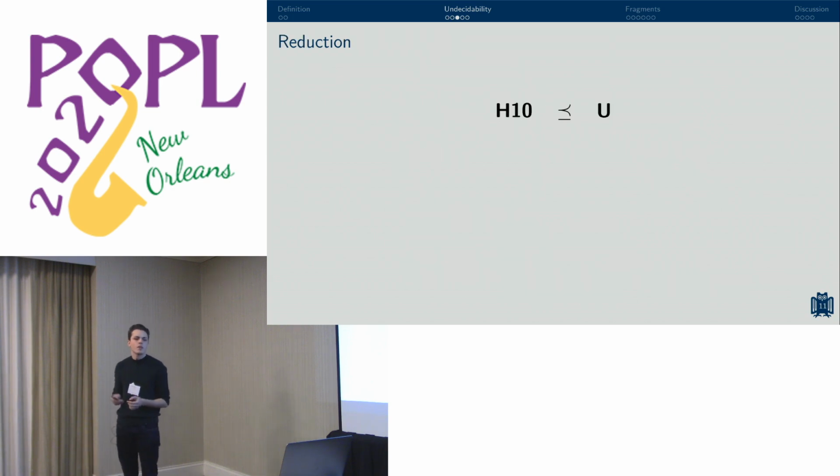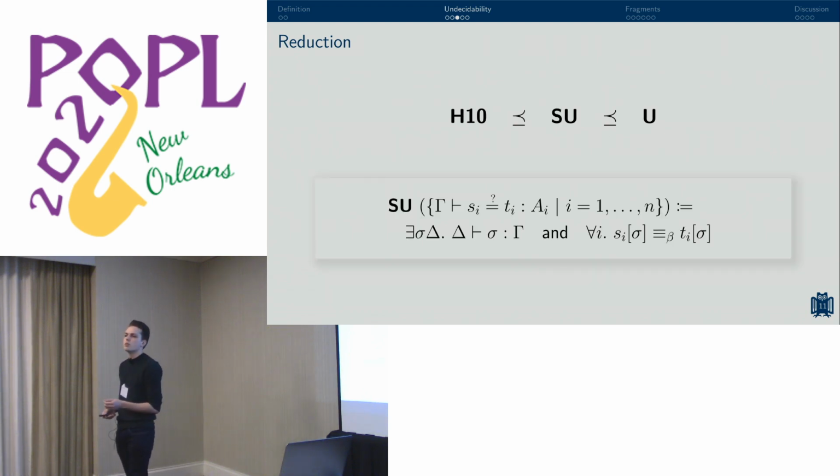Now that we know what undecidability is, we can actually move on to the reduction from Hilbert's 10th problem, which I'll introduce in a minute, to higher order unification. To be a little bit more precise, we don't do this reduction directly. We introduced in the paper an intermediate problem, system unification, which is basically higher order unification, but with a bunch of equations instead of a single one. And it's not that hard to reduce that to higher order unification. But it's also not very interesting, so I'm not going to show it here in this talk. And instead, we're going to focus on this first reduction here.